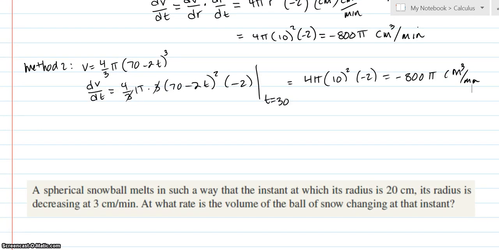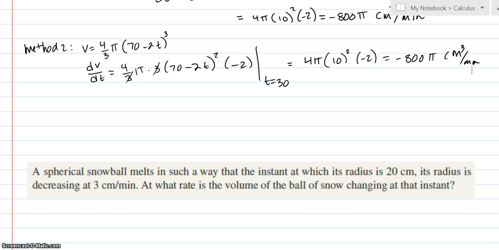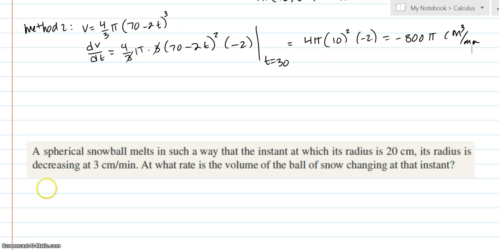This was a good problem to start because there were those two methods, but usually problems do not have that second piece of information. So let's do this example where it does not. A spherical snowball melts in such a way that the instant at which its radius is at 20 centimeters, its radius is decreasing at 3 centimeters per minute, which is negative because it's decreasing. At what rate is the volume of the snowball changing at that instant?